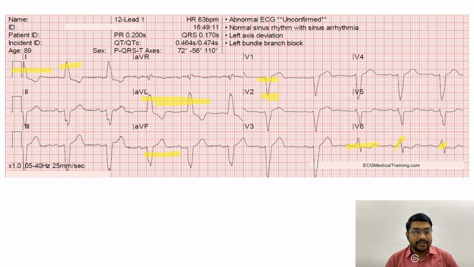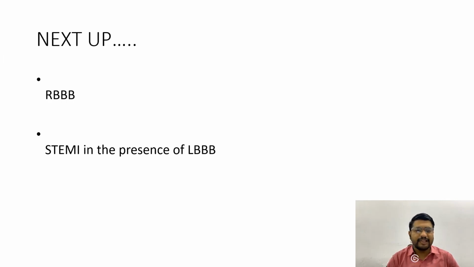If you have any question, you should ask me in the comments and I will be happy to respond to them. Next up, we will have our right bundle branch block and a very important concept, that is STEMI in the presence of left bundle branch block. Because I said sometimes new onset left bundle branch block is STEMI mimic, because it is STEMI actually, it is anterior wall MI. We will talk about how to identify STEMI in the presence of a left bundle branch block through Sgarbossa criteria and Smith modified Sgarbossa criteria.